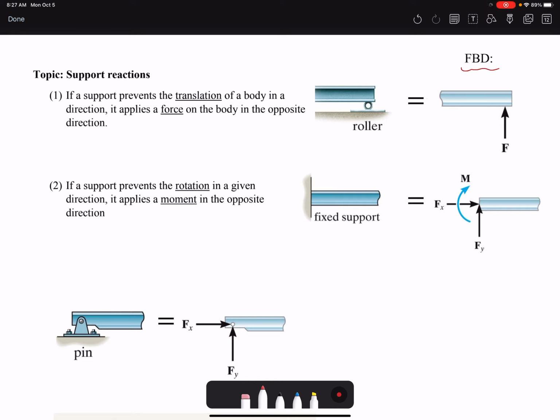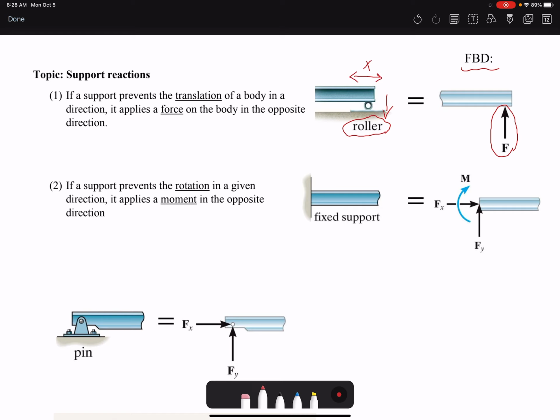And the rule is that if the support resists a motion in one direction, then there is a reaction force in the opposite direction. For example, this roller does not allow our beam to go downward. That means that there is a reaction force being applied on the beam upward. Also, there is no resistance to motion in the x direction. Our beam could move in the x direction. Therefore, there is no reaction force in the x direction because our beam is free to move.